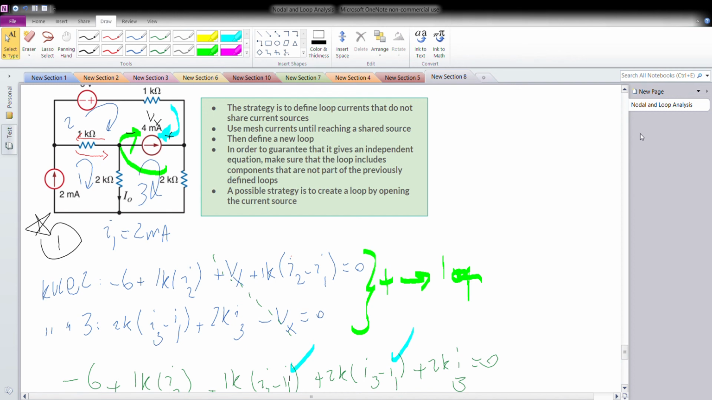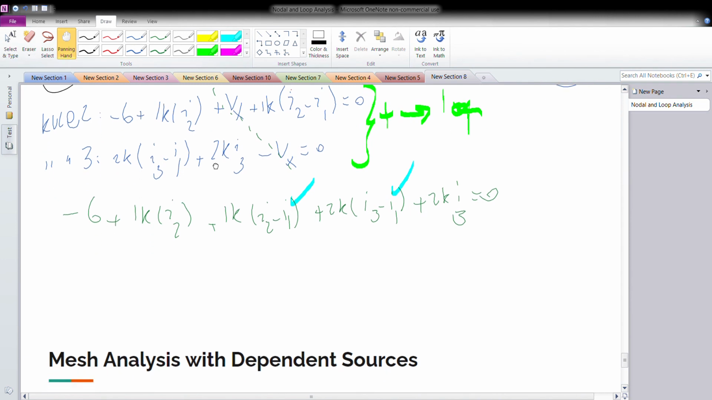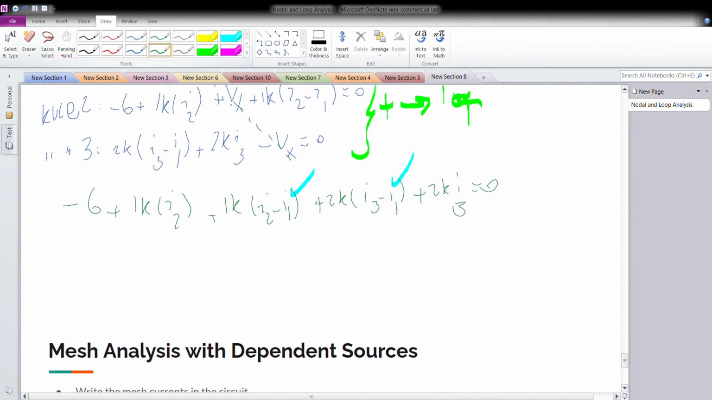So looking at here, which loop current is going in the direction of the 4 milliamp? Is it I3 or I2? In our case, it's I3. So the 4 milliamp is going to be equal to the current that's going in the same direction as the 4 milliamp, which is I3, minus the one that's going in the opposite direction, I2. So I'm going to use this as my second equation. So equation 1, then equation 2 is 4 milliamps equals I3 minus I2.